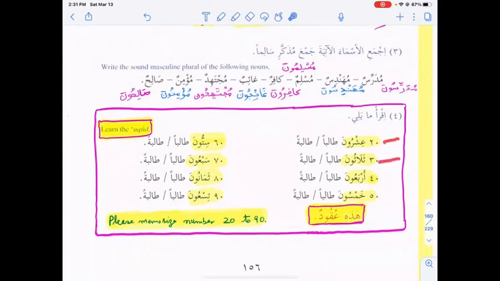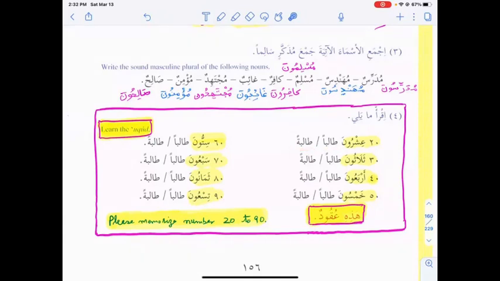Ishruna, thalathuna, arbauna, khamsuna, sittuna, sab'una, samanuna, tis'una. Now, it will be easy for you to memorize because they are all on the pattern of Jama Muzakkar Salim. Ishruna, Salasuna, Arbauna, Khamsuna, Sittuna, Sab'una, Samanuna, Tis'una. So then, here you have to understand one thing. Taliban is a Muzakkar. Talibatan is a Muannas.